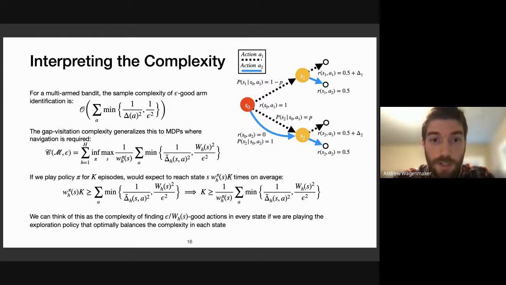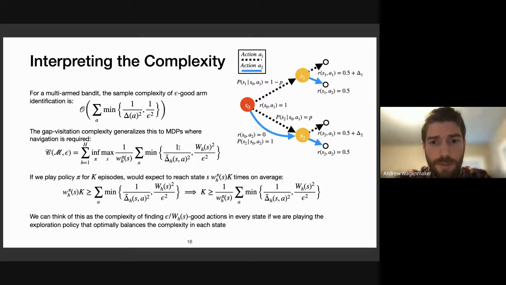And so it follows that if we look at this bandit complexity, and think about there being a bandit at state s, then to solve this bandit, to find an epsilon good action at state s, we need w_h^pi(s) times k to be greater than the sum over actions. If you solve this for k, you see that you need k to be greater than or equal to 1 over w_h^pi(s) times the sum over actions. And this is exactly what we have here. Now you can see the complexity of solving the worst case state if you're playing the best case policy.